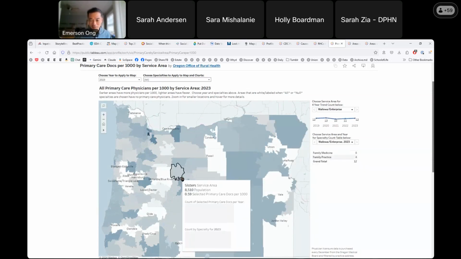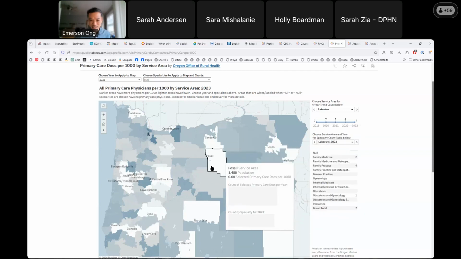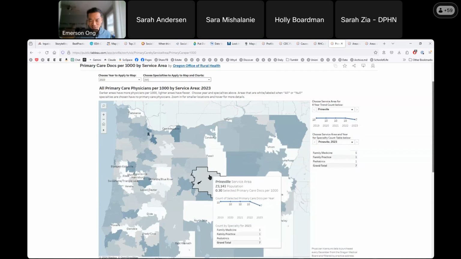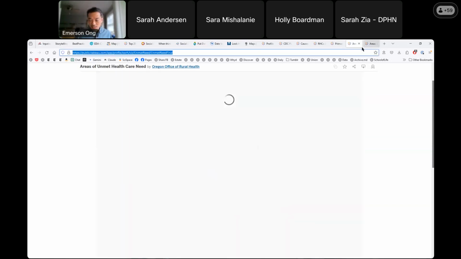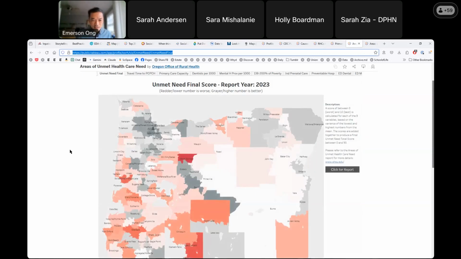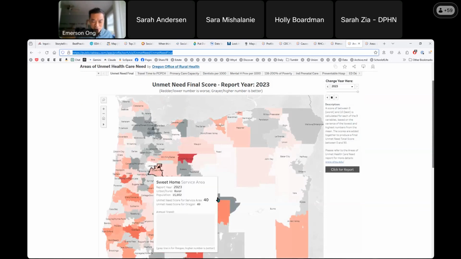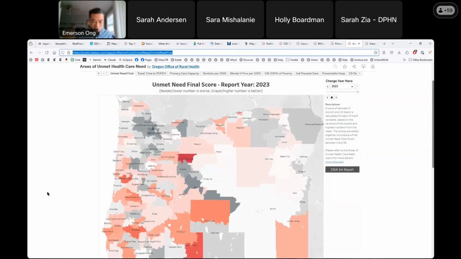And this over here is pretty much the same data as on the right. This one is the areas of unmet healthcare need visualization. Each of the variables is up here as a tab, so all 9 variables are up here that you can choose from. This one is just the final unmet need score.